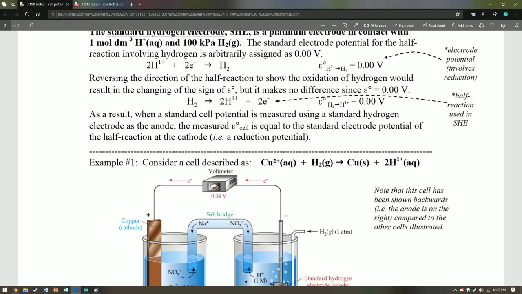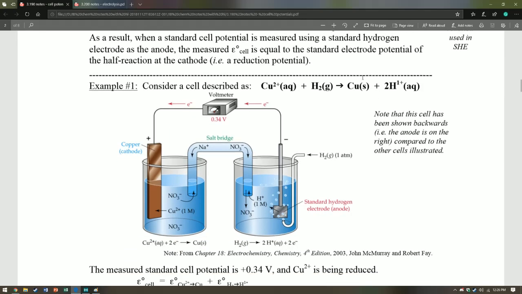As a result, a standard cell potential is measured using the standard hydrogen electrode, and the reason platinum is used is because it's not reactive and it would have no effect on the redox reaction. So here's what we described with the standard hydrogen electrode. Here's your half cell, and then salt bridge, and then here is the standard hydrogen electrode. This is the piece of platinum they use to connect to the wire. It's immersed in nitric acid, and then you bubble in H2 gas here to expose it to hydrogen.